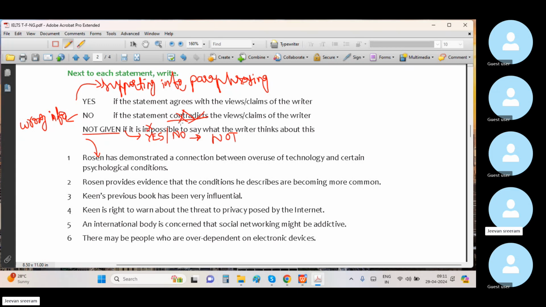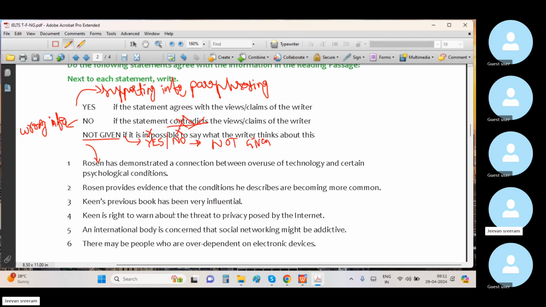It's not yes, and you can't even say no. As you handle more questions and improve your understanding ability, you are more likely to get more yes, no, not given questions correct. Let's do these questions.